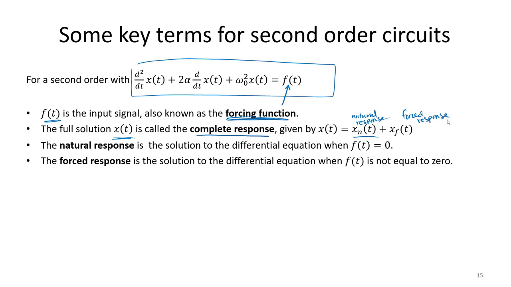Once again, natural response is the solution to our differential equation when our forcing function is 0. And forced response is our solution when f of t is not equal to 0. So we'll apply a similar strategy as we learned, where in order to solve these second-order differential equations, we must find both the natural and the forced response and sum them to get our complete response.